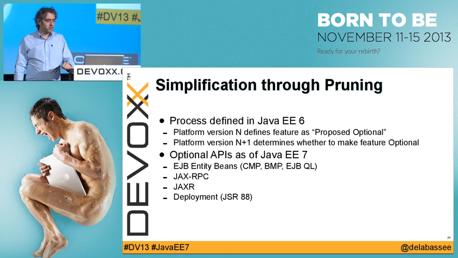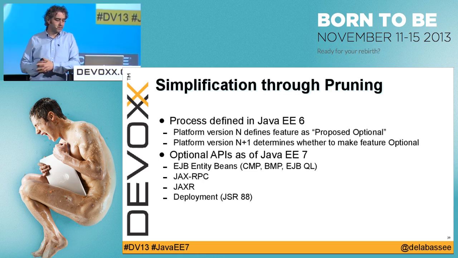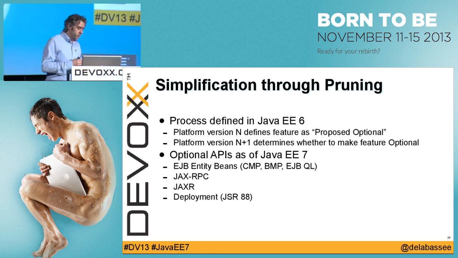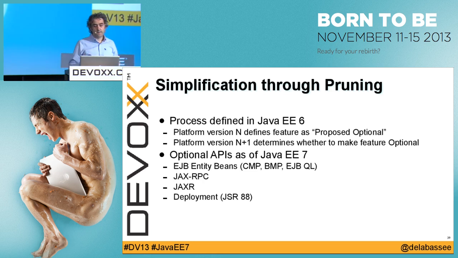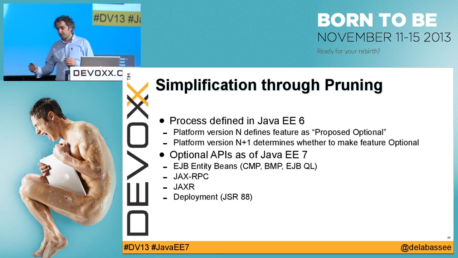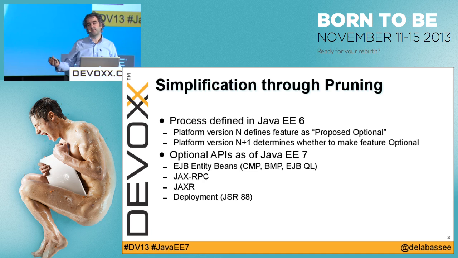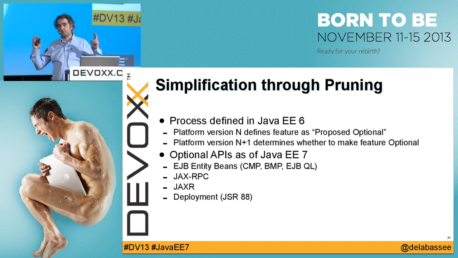Simplification through pruning. I told you that we have added a lot of stuff in Java EE. If you look at J2EE 1.4, it was big. We continued with Java EE 5, added new capabilities in Java EE 6, and so on. So we continue to add stuff, but we have never really removed anything from the platform. So in Java EE 6, we started what we call pruning.